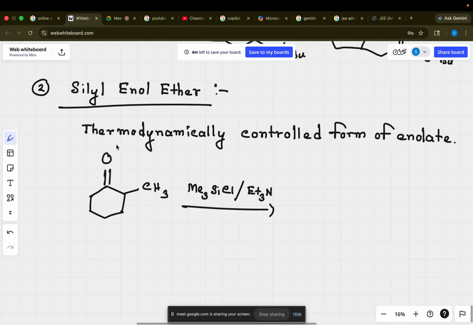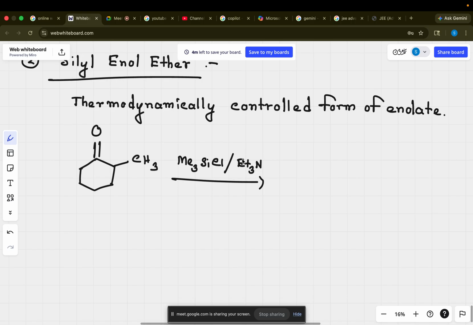So first of all I have written here this is a thermodynamically controlled form of enolate. Okay, so this triethylamine will abstract the proton from here. After proton abstraction, what am I getting? So here I have this six-membered ring. Here you have CH3. So after the proton is removed you are getting a double bond here, and here you will get O minus.